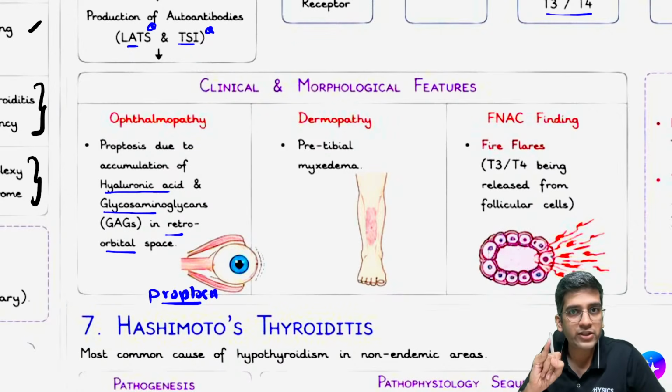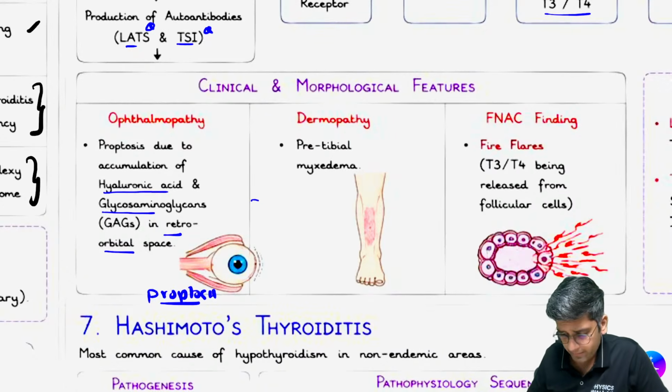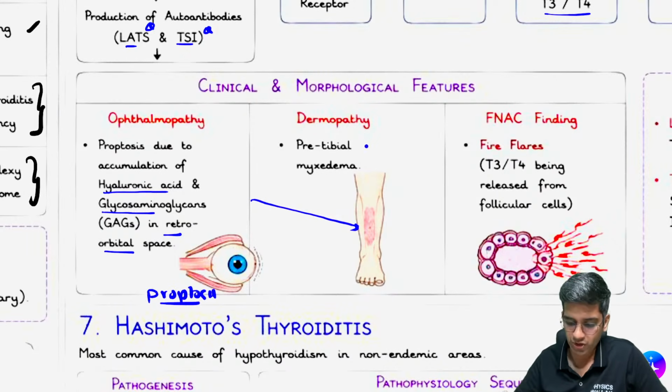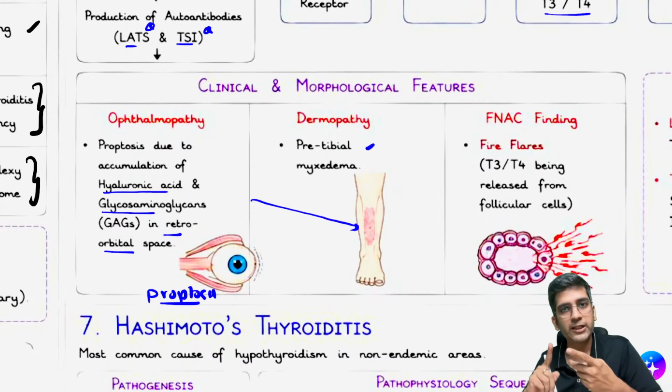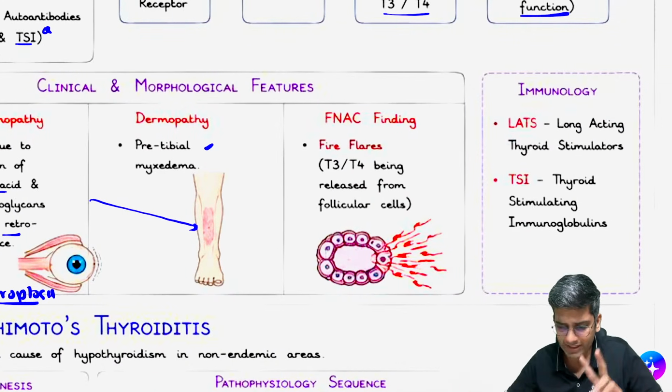I'll have inflammatory cells, I'll have inflammatory tissue, I'll have healing tissue, along with that a good amount of deposition of hyaluronic acid and glycosaminoglycans. The same thing happens here also. Same thing, the matrix material gets deposited in the subcutaneous tissue, which causes pretibial myxedema. Dermopathy, ophthalmopathy, in addition to whatever we already know. Diagnosis, FNAC is last. Diagnose only two things for me.